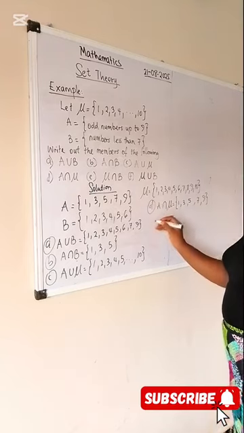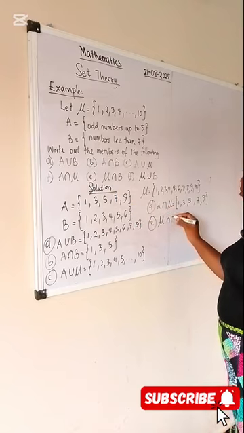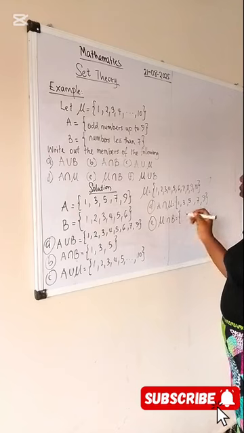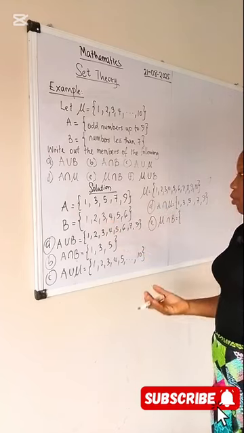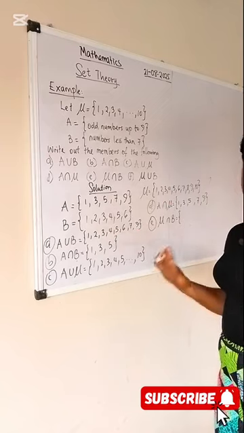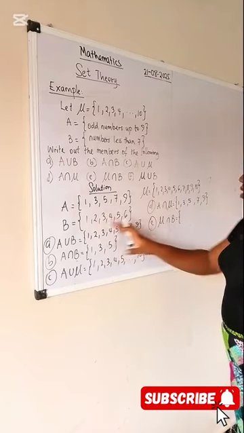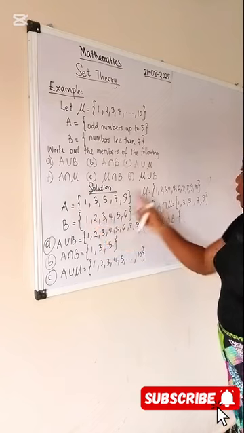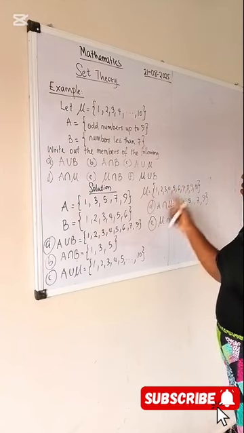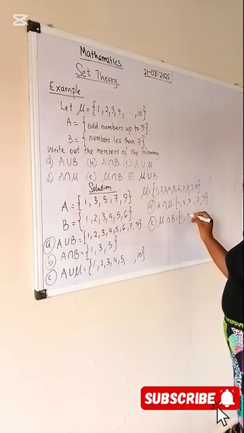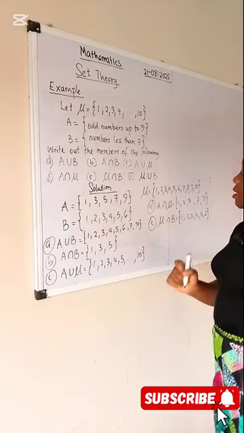All right. E, universal set intersection B. So this is the universal set intersection B. What do they have in common? Of course, the intersection of any subset and the universal set is that subset. So we have that this is the answer. So let's cross check: 1, 2, 3, 4, 5, 6. That is the answer to E.